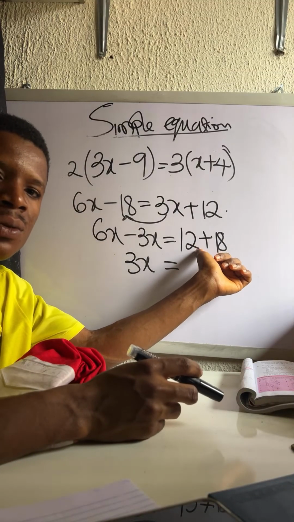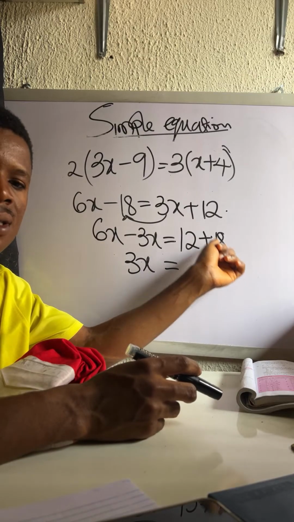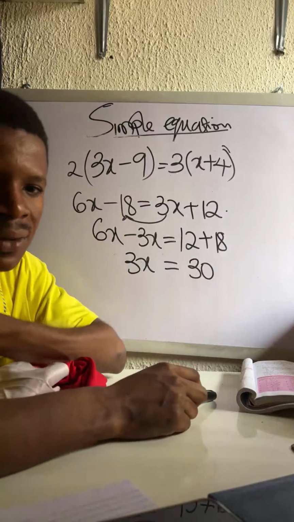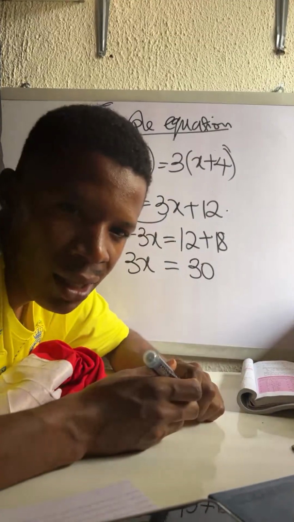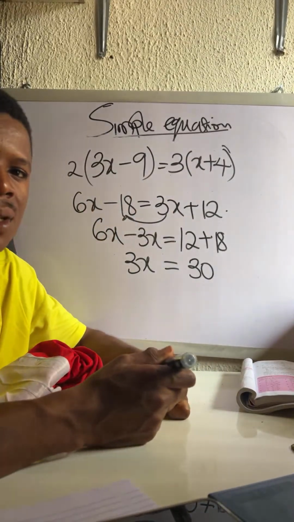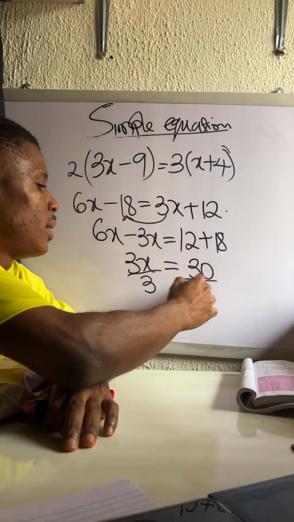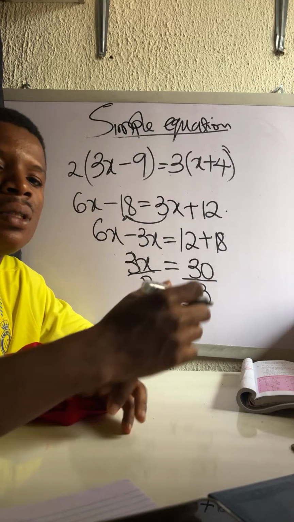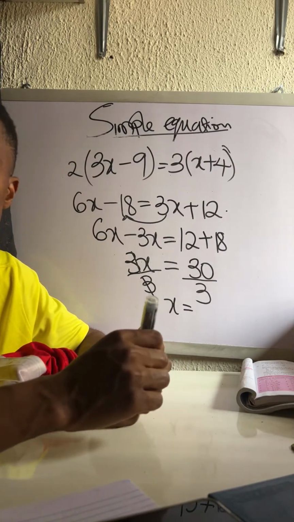What's the value of 12 plus 8? It's not 20, it's 30. So for us to get the value of x, we have to divide both sides by 3. If you divide by 3, x is equal to 30 divided by 3. What do you get?